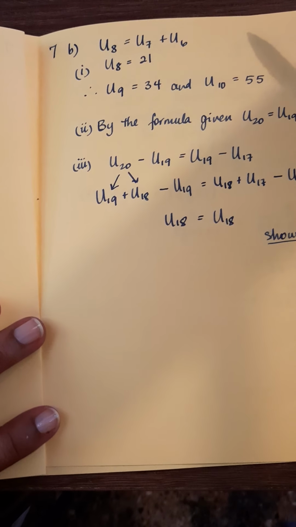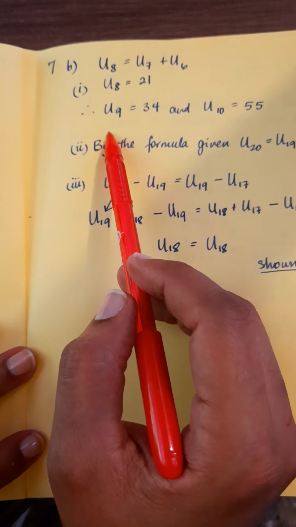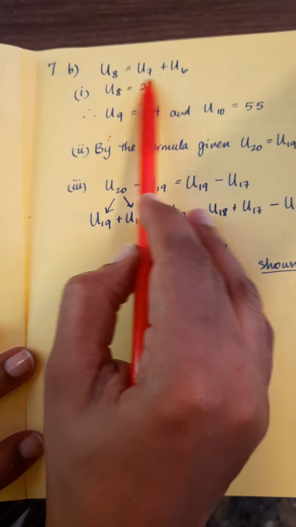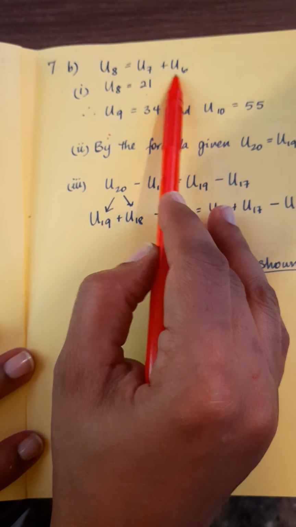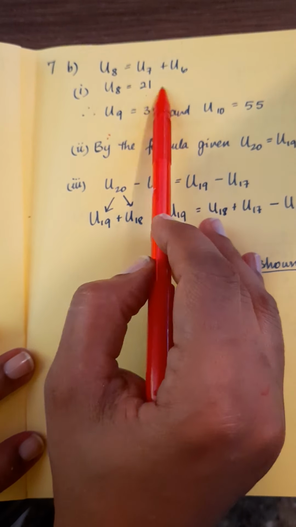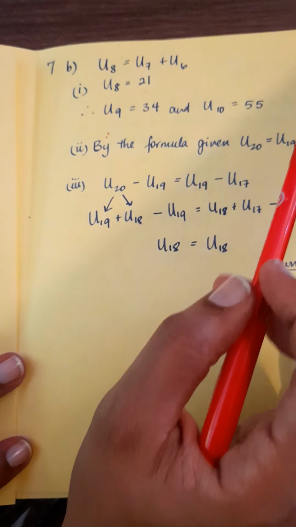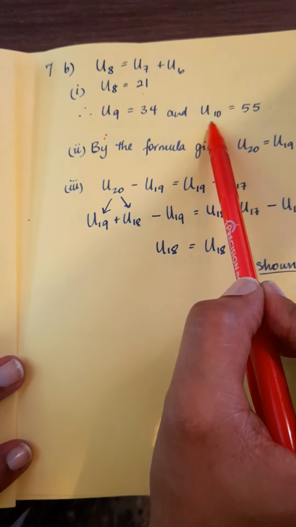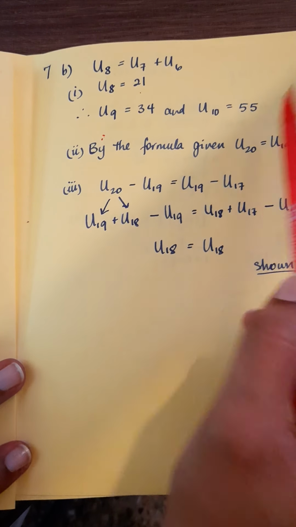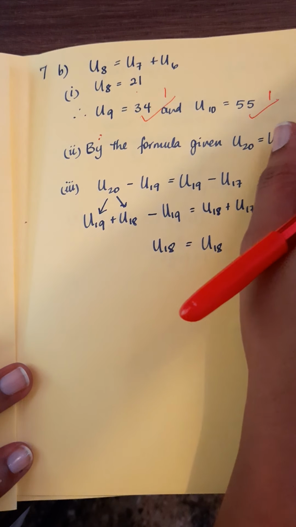They wanted us to write down the next 2 terms in the sequence, u9. We already had the 8th term was 21, but I had it up here just to make sure. So u7 was 13, u6 was 8, added, u8 is 21. u9 therefore is u8 plus u7, giving me 34. u10 was u9 plus u8, giving me 55. 1 mark each for following the formula.